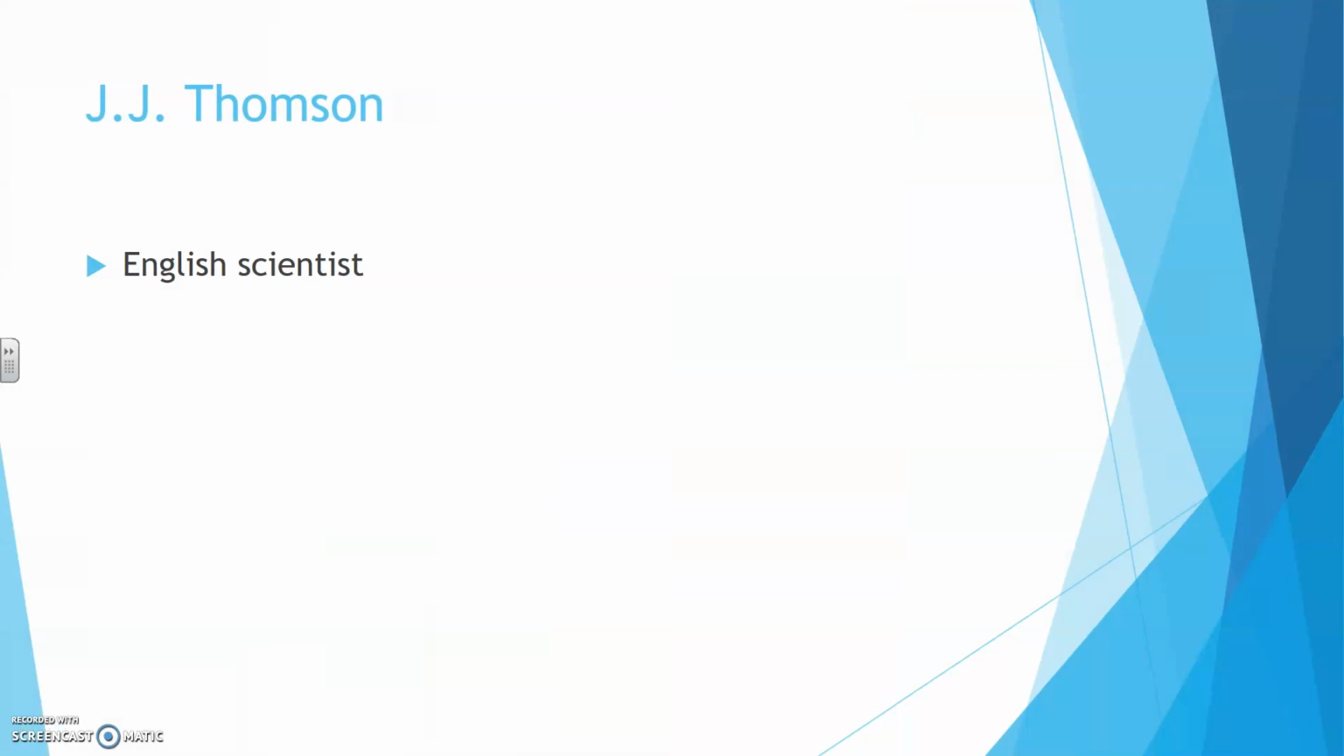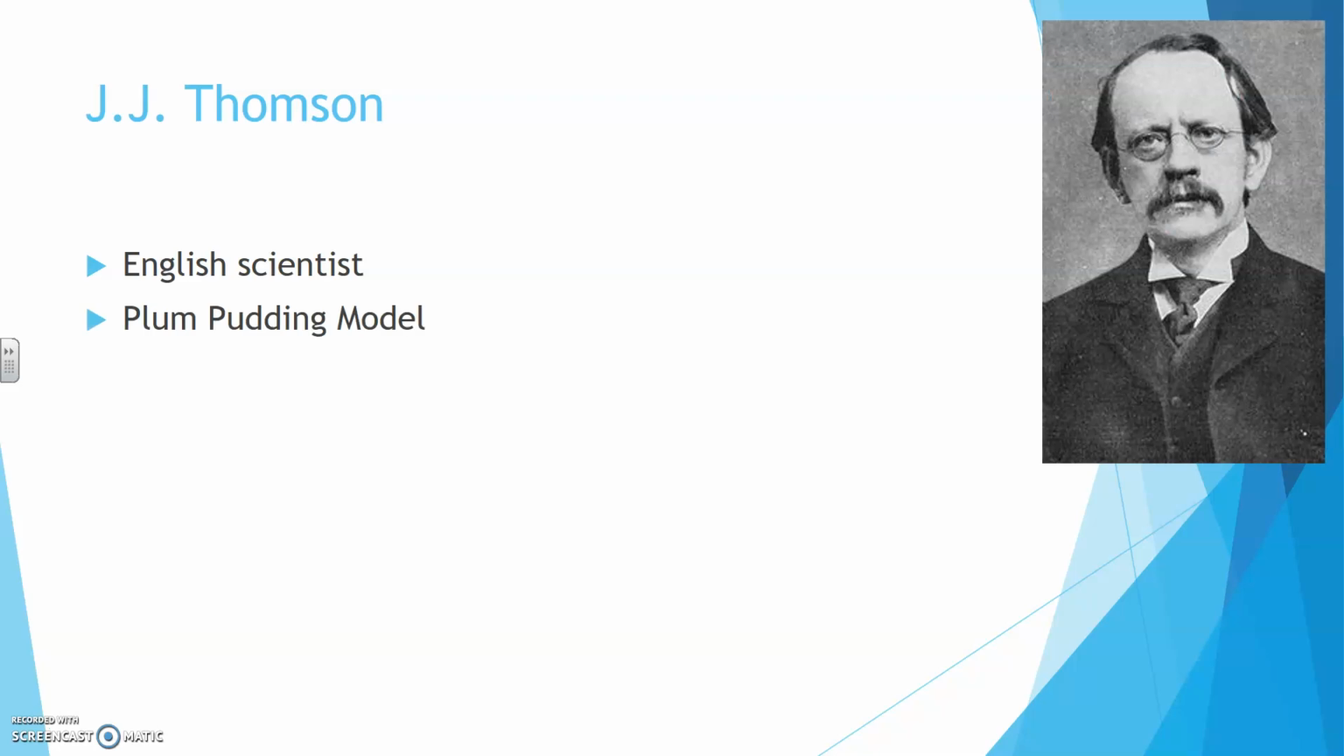Now we go on to J.J. Thomson, again, an English scientist. He came up with what's known as the plum pudding model. That is a very British name for this model. Most Americans know it as the chocolate chip model.